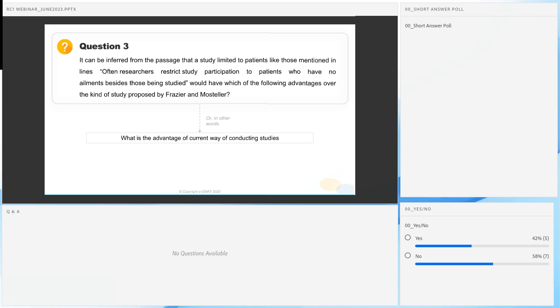Okay, question number 4 was wrong as well. This is another very interesting question. What can be inferred from the passage? The study limited to patients like those mentioned in the same category of patients would have the following advantages. Again, this is an inference question, very, very important.